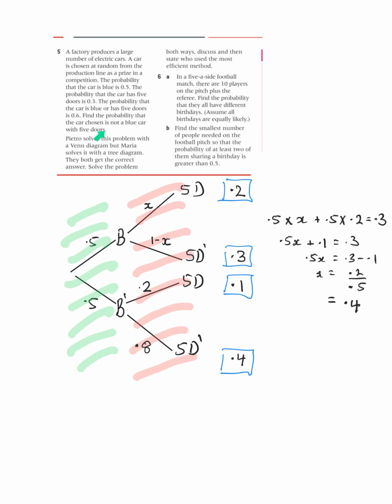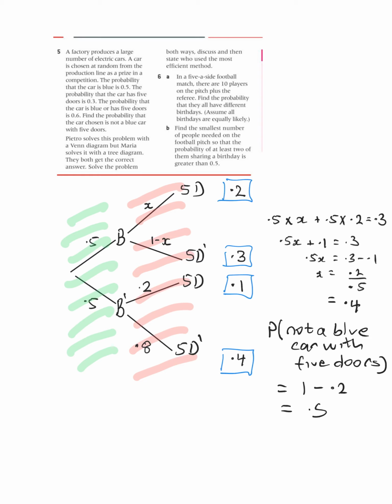So if we wanted to find the probability that the car chosen is not a blue car with 5 doors, the probability that it's not a blue car with 5 doors equals 1 minus 0.2 equals 0.8, which is the same answer that Pietro got.